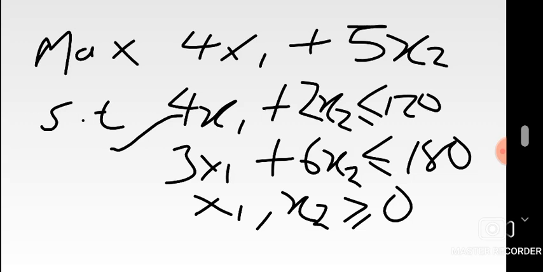Let's say what would be x2 if x1 is 0? That's the first scenario. If this one becomes 0, then this function that is left here, 2x2 equal to 120, meaning what is the value for x2? If you divide by 2 both sides, you're going to get 60.